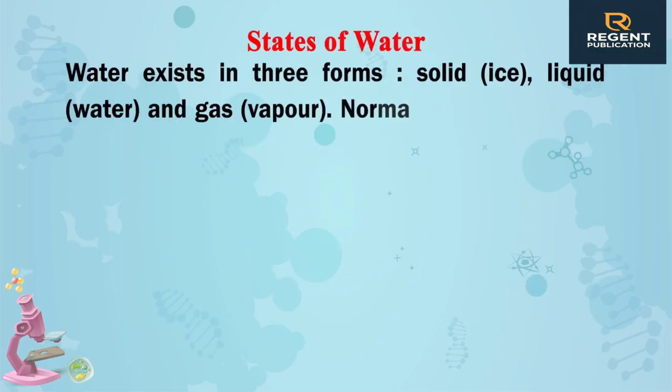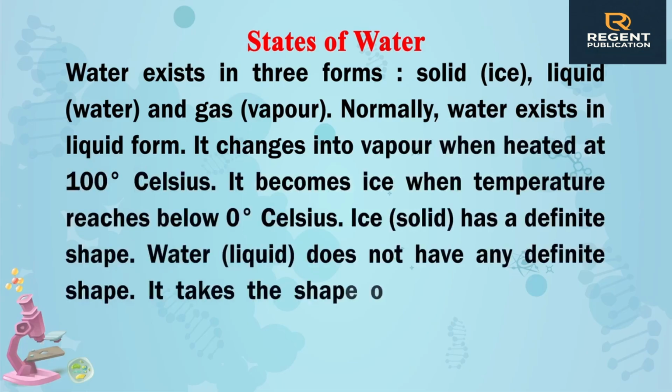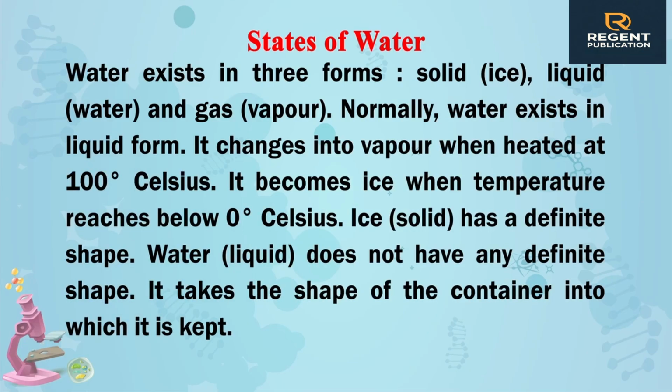States of water. Water exists in 3 forms: solid, ice; liquid, water; and gas, vapor. Normally, water exists in liquid form. It changes into vapor when heated at 100 degrees Celsius. It becomes ice when temperature reaches below 0 degrees Celsius.